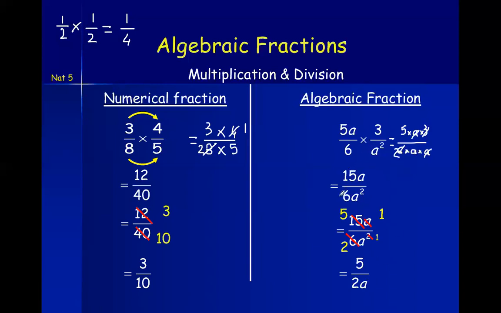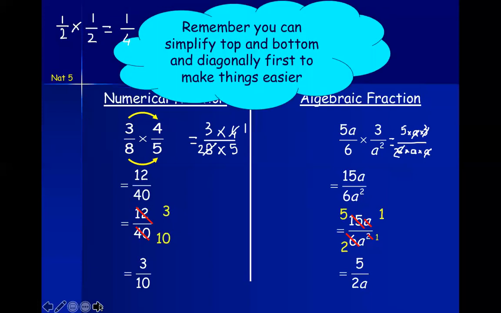And you don't have to go through that whole working and forgetting that 15 is in the 3 times table and 6 is in the 3 times table, because 3 and 6 is easier to see than 15 over 6. Do you agree? Yes. So this is the way I would recommend people do them when they get fractions. There you go. Remember, you can simplify top and bottom diagonally first to make things easier, which is what we've done here.